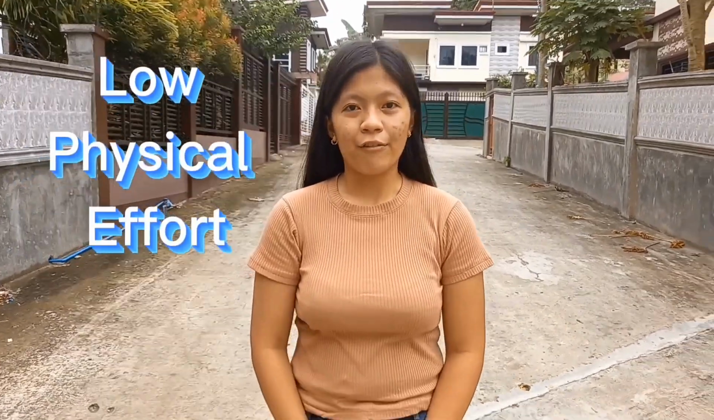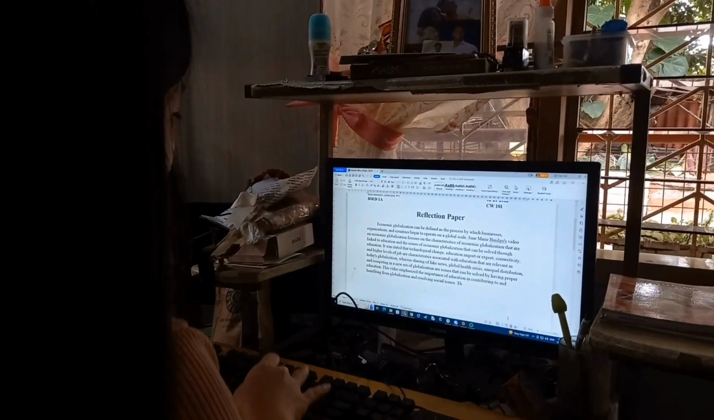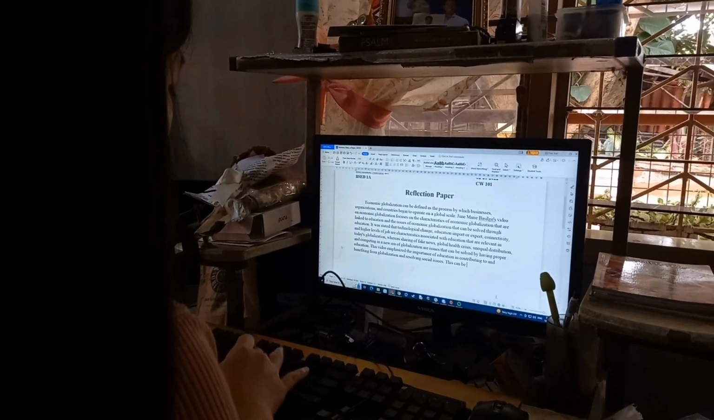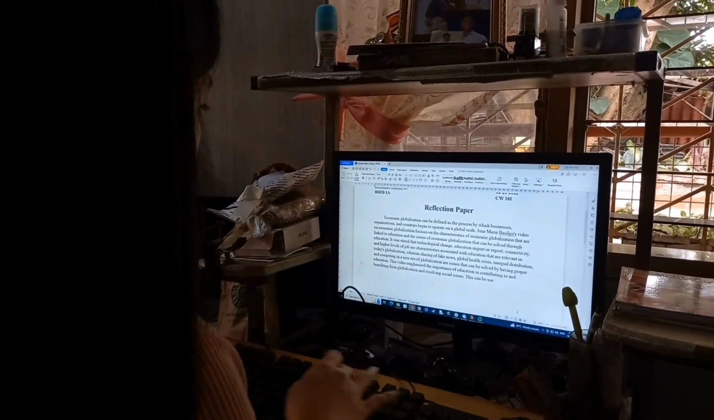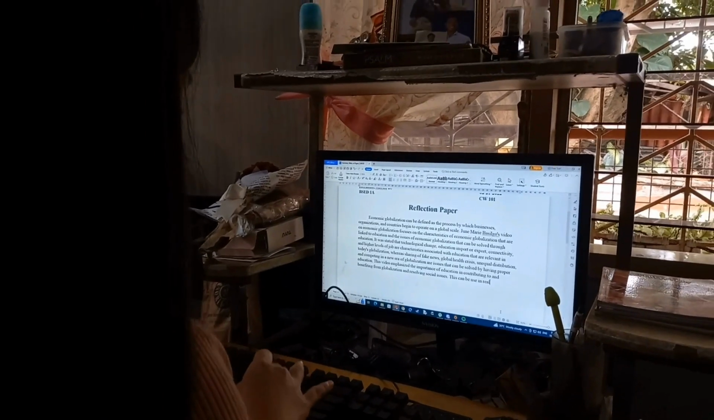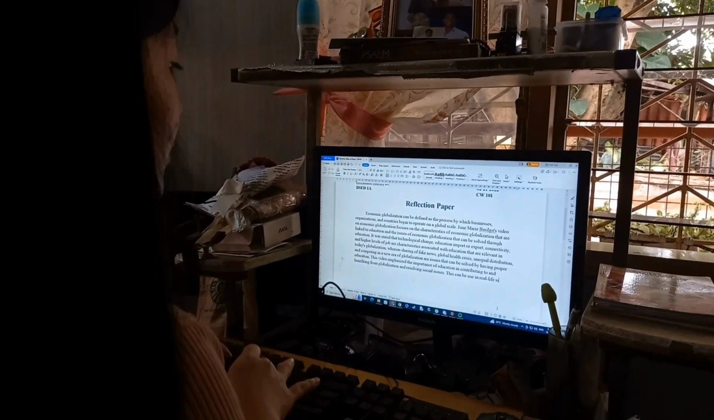The sixth principle is low physical effort. This instruction is designed to minimize non-essential physical effort in order to allow maximum attention to learning. Take note, this principle does not apply when physical effort is integral to essential requirements of a course. For example, allowing students to use a word processor for writing and editing papers or essay exams, like the reflection paper.